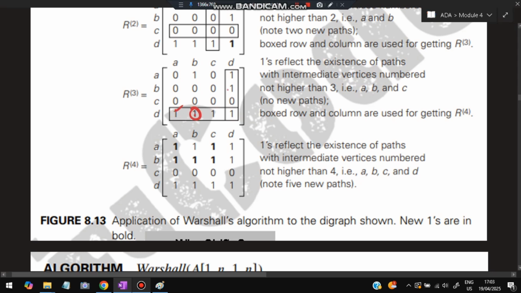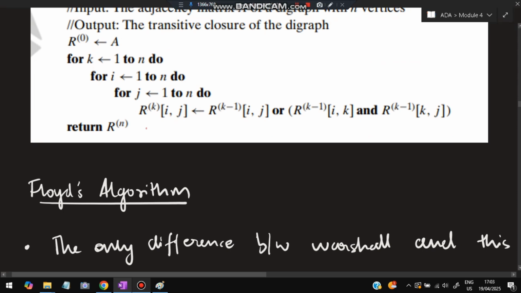This one with these two ones, that means these two should become 1, right? That's what we'll get if we do it individually also. So these two will become 1. Next, for this one also, these two will become 1, right? So these two became 1, and that's it. We reach the end here. So the final answer, this one, will be the transitive closure. And that's Warshall's algorithm.